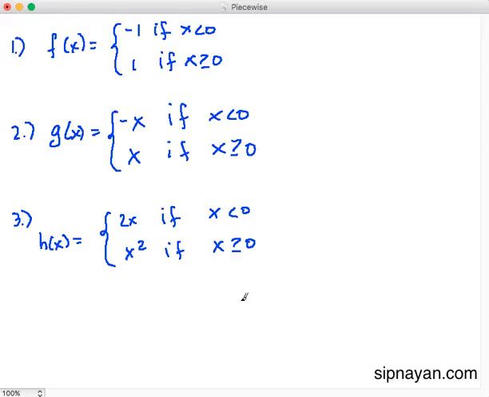Siguro magkaroon pa tayo ng few more examples about piecewise function para mas lalo nyo pa nga siyang maintindihan.